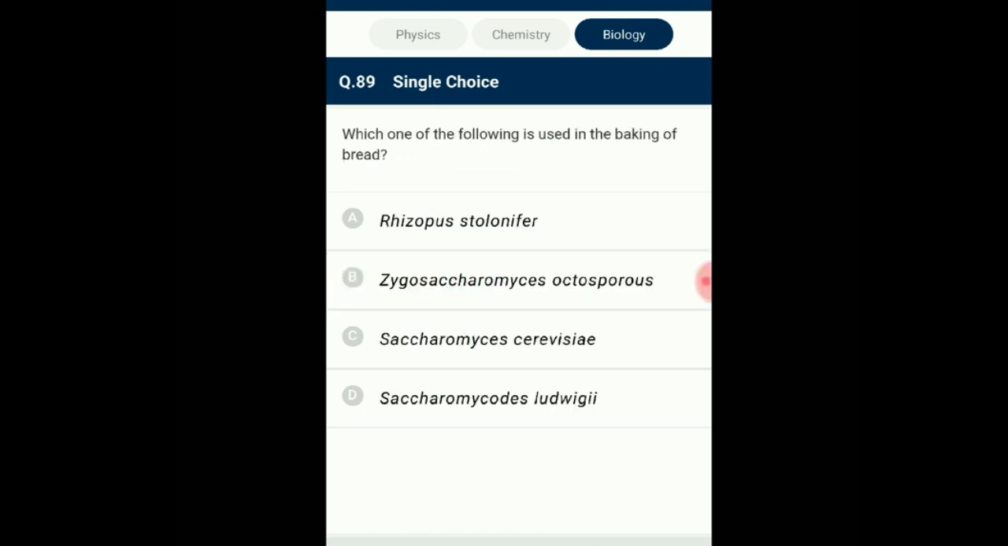Question number 89. Which one of the following is used in the baking of bread? Protease enzyme is obtained from Saccharomyces cerevisiae, which is used in bread baking and is also called baker's yeast. So the answer is option C, Saccharomyces cerevisiae.